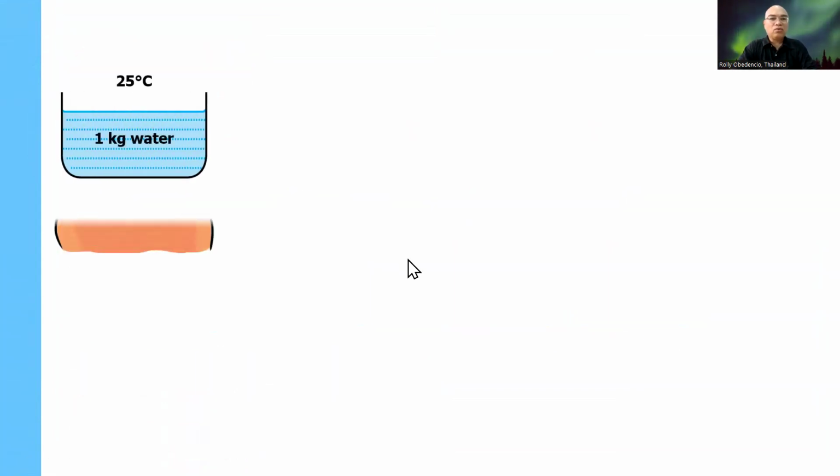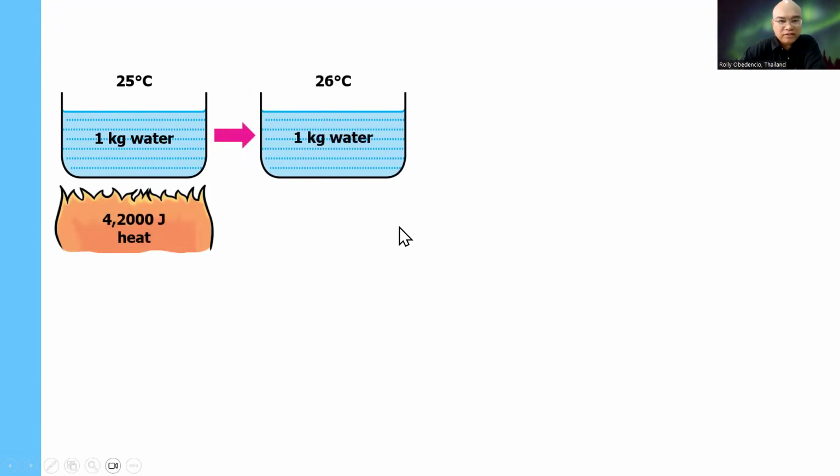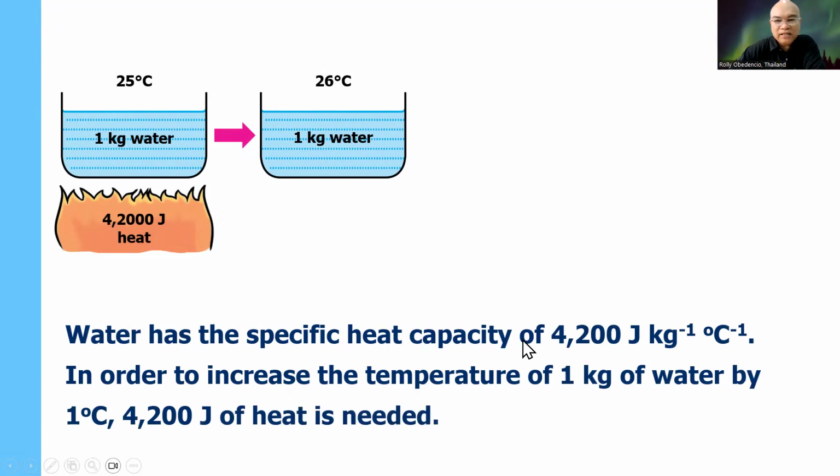All right? So, for example, I want you to see this. Water has a specific heat capacity of 4,200 joules per kilogram per degree Celsius. In order to increase the temperature of 1 kilogram of water by 1 degree Celsius, 4,200 joules of heat is needed. All right, from 25 degrees Celsius to 26 degrees Celsius, you need 4,200 joules of heat. Do you understand?